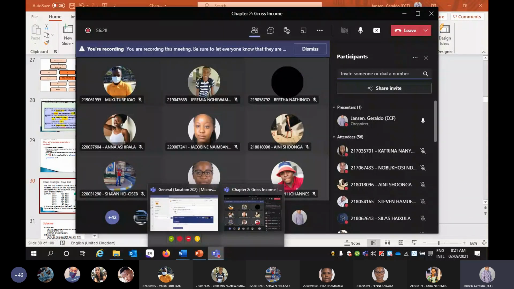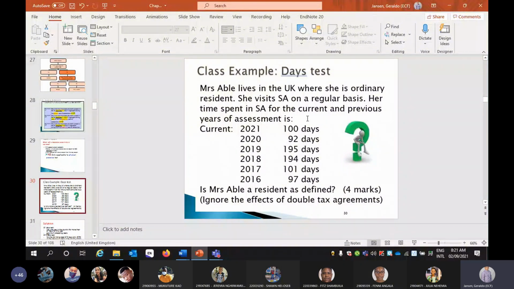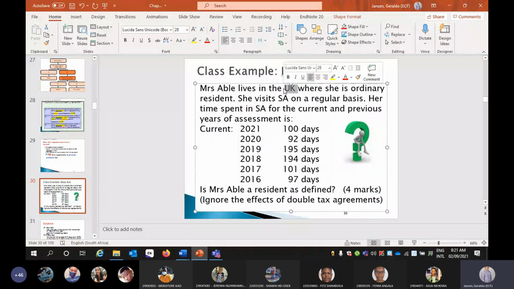Anyway, so Mrs. Abel lives in the UK where she is ordinarily resident. So guys, when people sometimes say UK, it just means one of those countries, but it actually falls under the UK. I'm sure some of you want to know now, is she living in Scotland? Is she living in England? That is irrelevant. Just know that she lived in one of those 4 places. Okay. So Mrs. Abel lives in the UK where she is ordinarily resident.